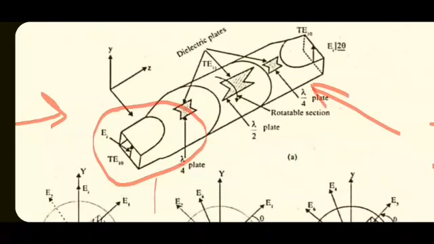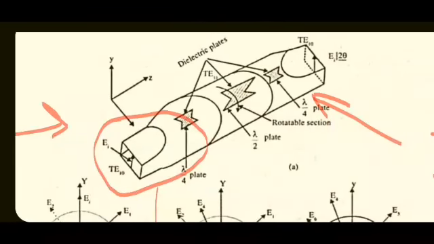As you can see here, there are three dielectric plates which are inserted. At the input transition, the dielectric plate has a length equal to lambda by 4, so it is called a quarter wave section. At the output side also, a lambda by 4 dielectric slab is inserted, which is also a quarter wave section. And in the middle, a lambda by 2 dielectric plate is inserted, which is rotatable, and is also called a half wave section.